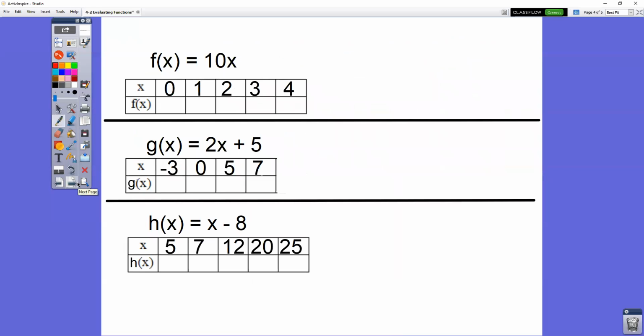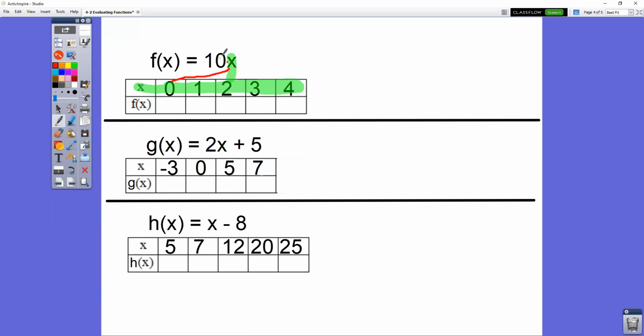Taking a look at the last type of problem. Now, the last type of problem went up and down. These go side to side. You're going to do them the same exact way. You have your x values. This time we have 0, 1, 2, 3, and 4. And where we're going to sub them into is in for x. So we're going to take each number individually and sub it in for x.